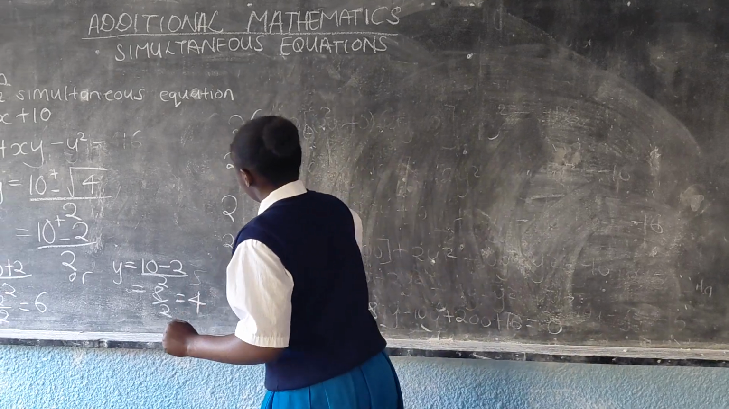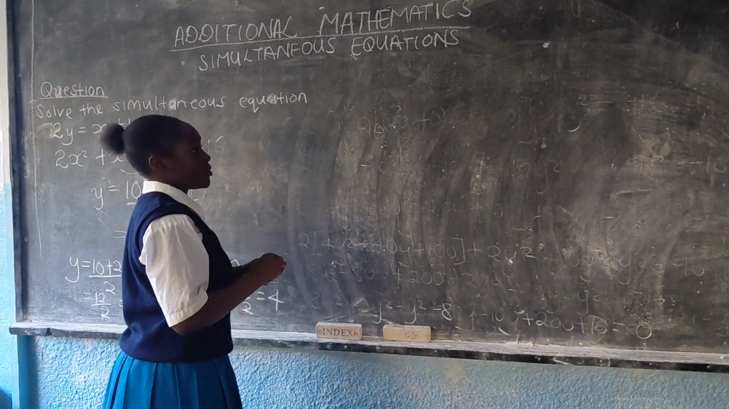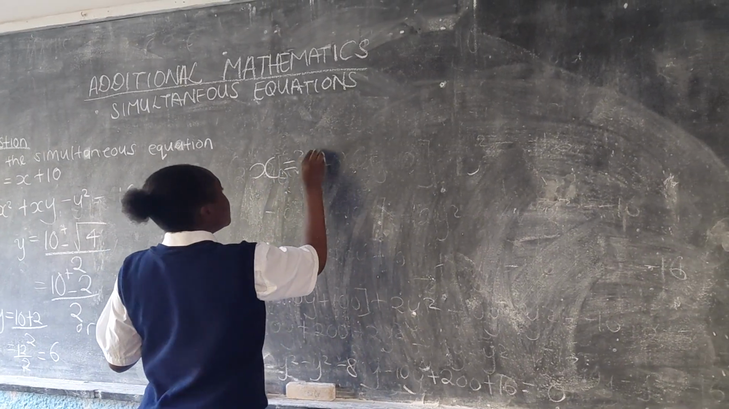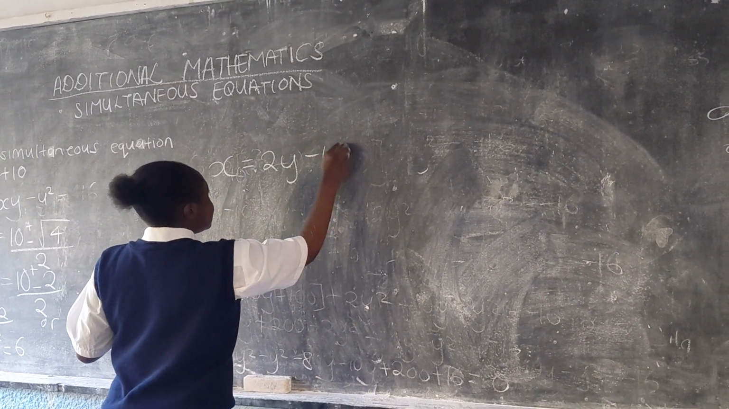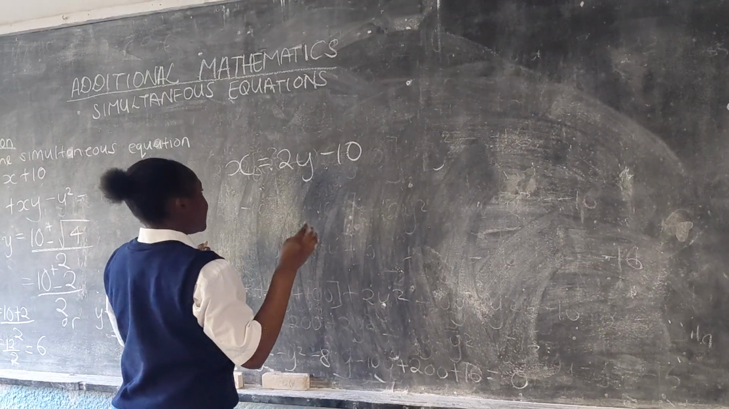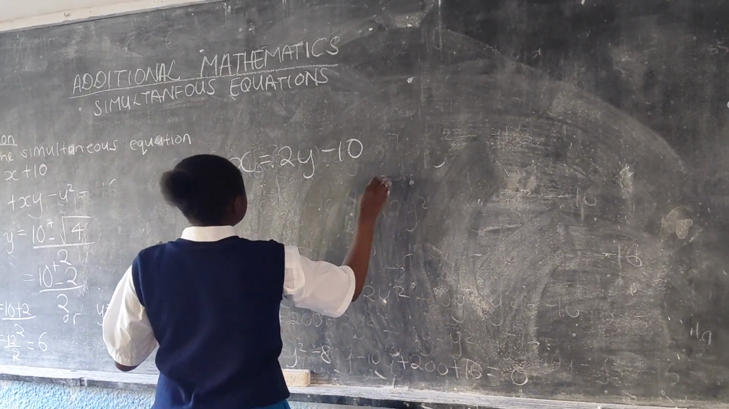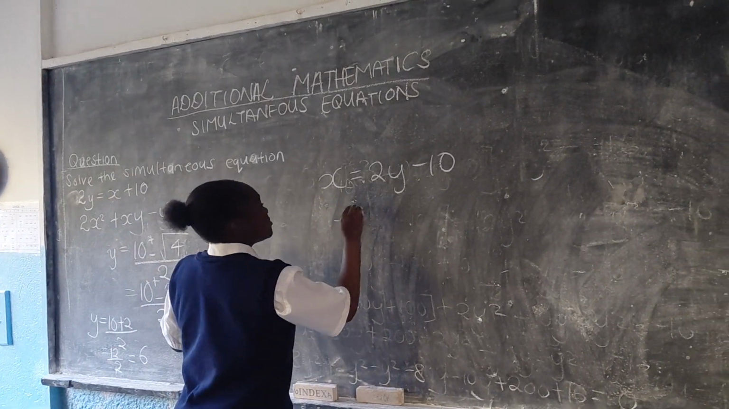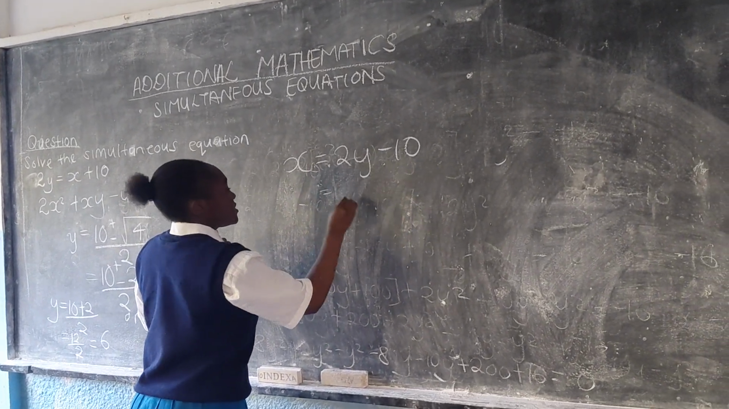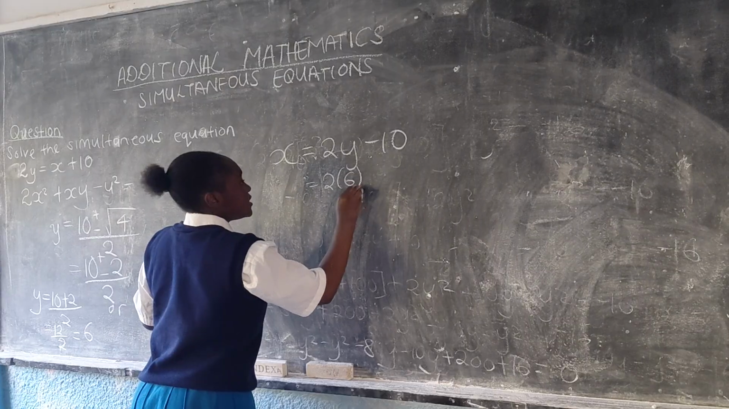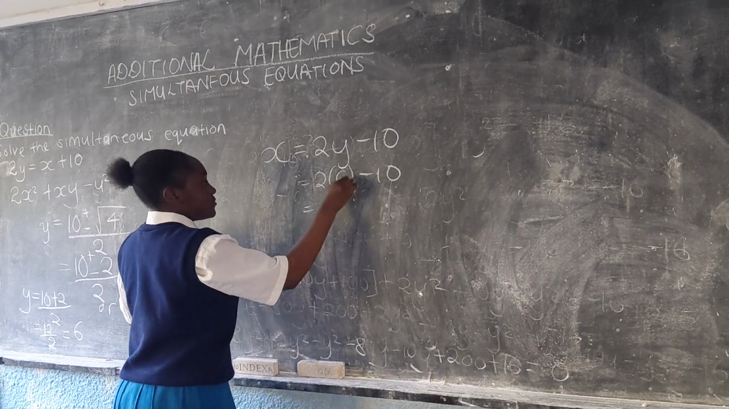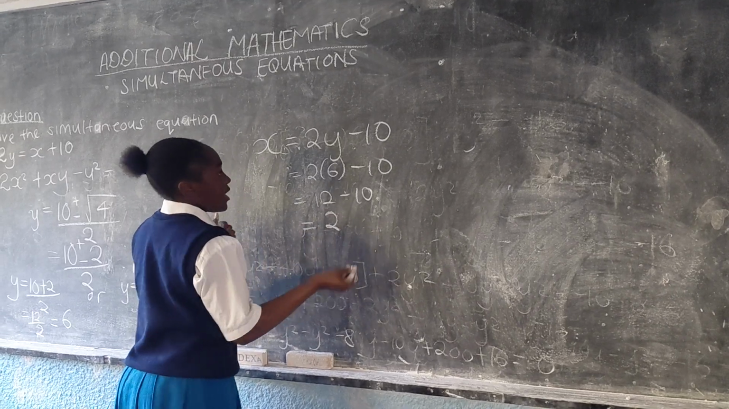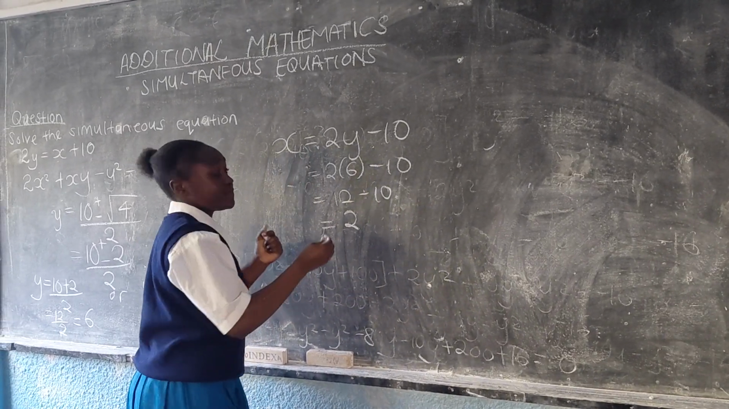And for us to find the values of x, we are going to use equation 1, which is x is equal to 2y minus 10. We'll use this one to find the first value of y, which means wherever there is y, we're going to put 6. So it will be 2 times 6 minus 10. Then 2 times 6 will give you 12 minus 10, which will give you 2 as our first value of x.